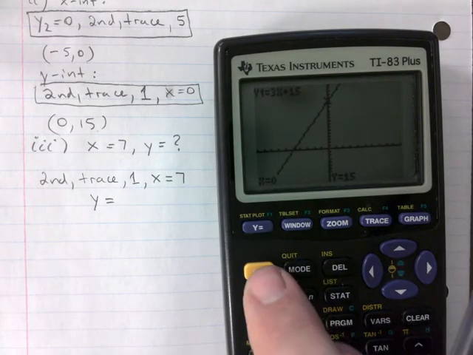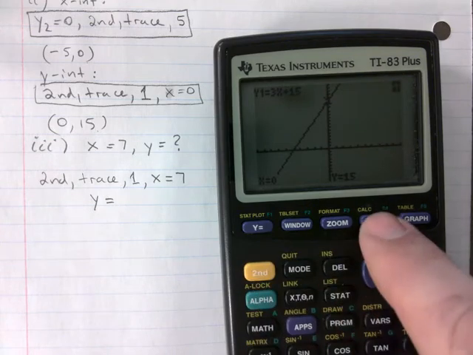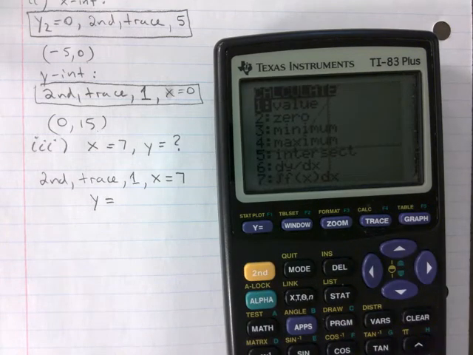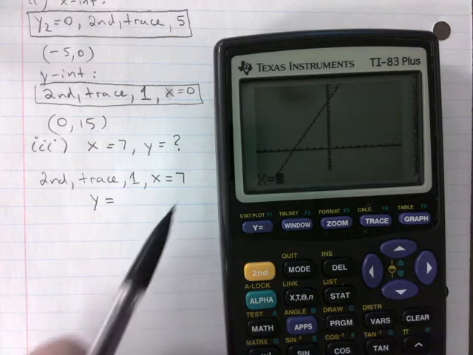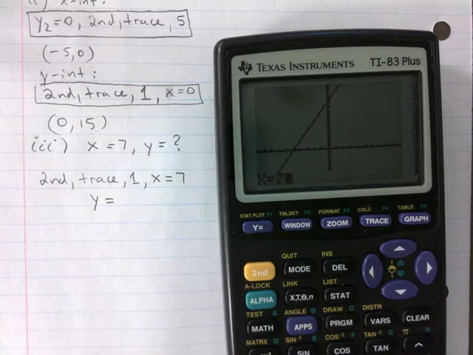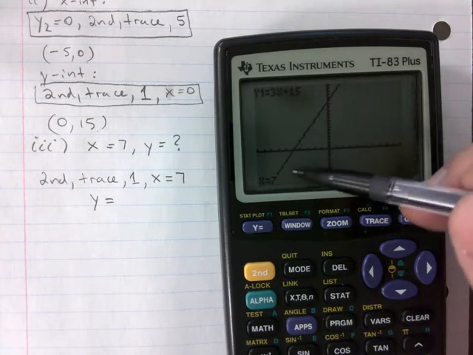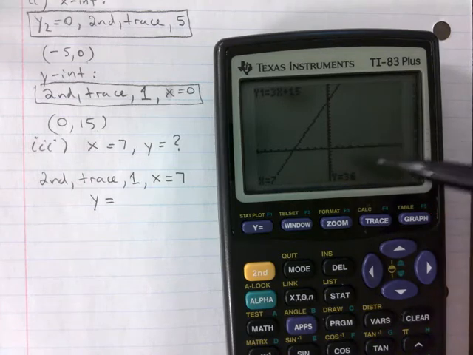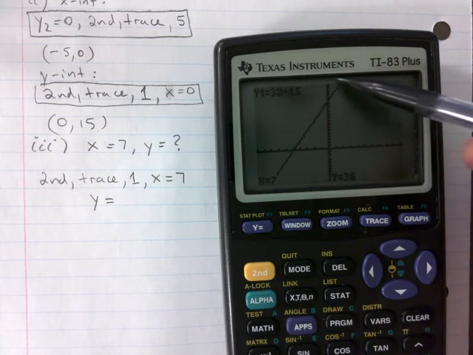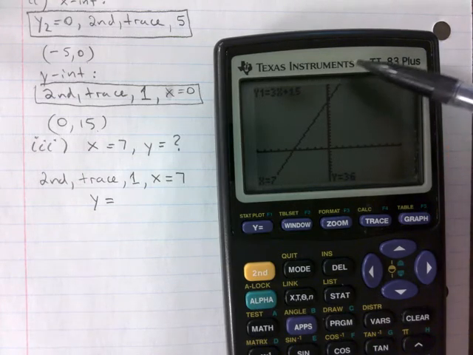You're going to have to practice. That's the only way. Second trace 1 for value. X is equal to 7. It's positive. And what's Y? 36. Does it make sense that I'm not seeing it on my screen? What's the highest that I'm seeing right now? 20. So I need to be way higher than that.